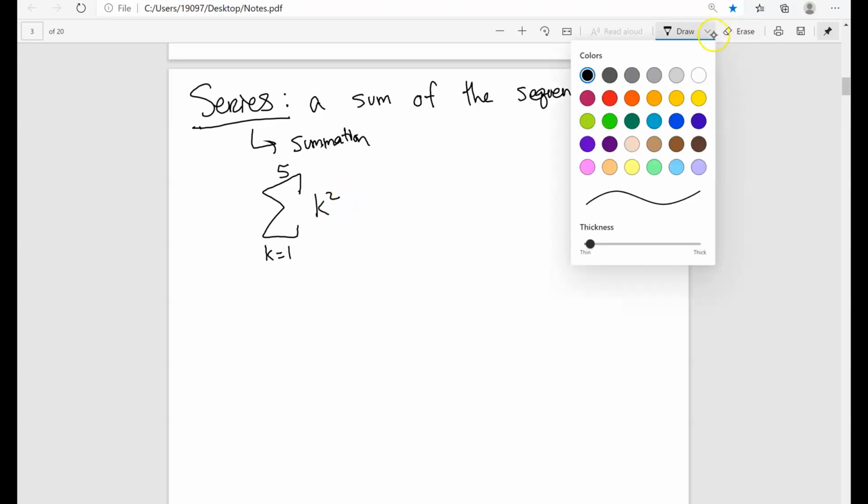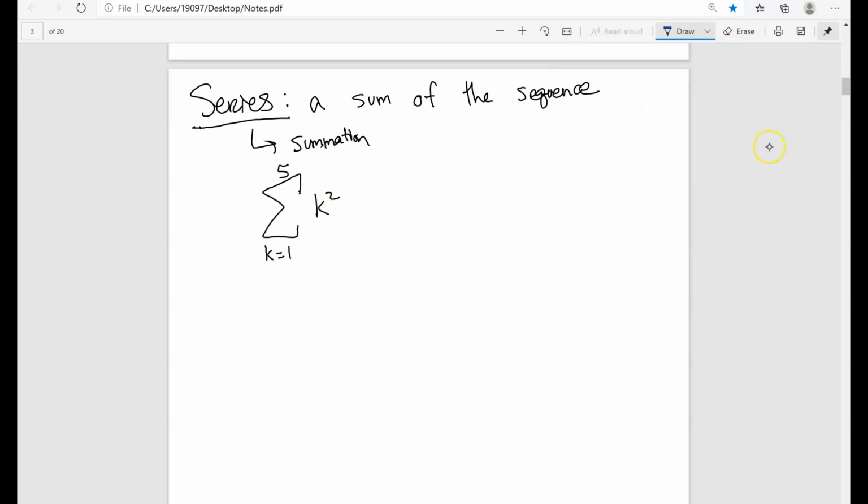So basically, the bottom part is telling you the value of k where you're starting. This 5 tells you where you are ending. And this symbol just tells you to sum, to add. What am I adding? The squares of the k's.